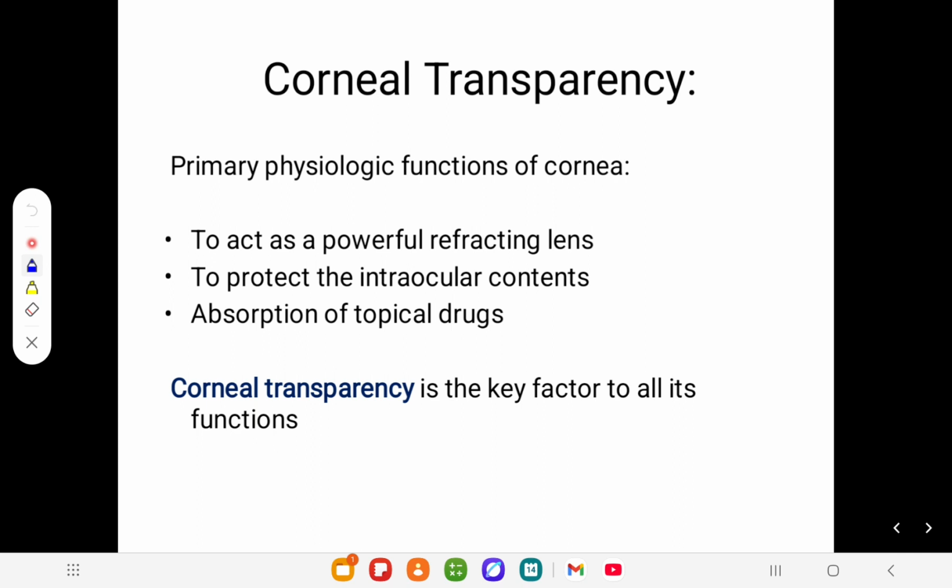So corneal transparency is a primary physiological function of the cornea. Basically, it acts as a powerful refracting lens. If the cornea is transparent, then we get its refracting power, and it protects the intraocular contents. If the cornea is penetrated, then the intraocular contents are not protected. And there is absorption of topical drops, where the main route of absorption into the eye is through the cornea. Corneal transparency is a key factor for all these functions. Basically, we need the cornea to be transparent.